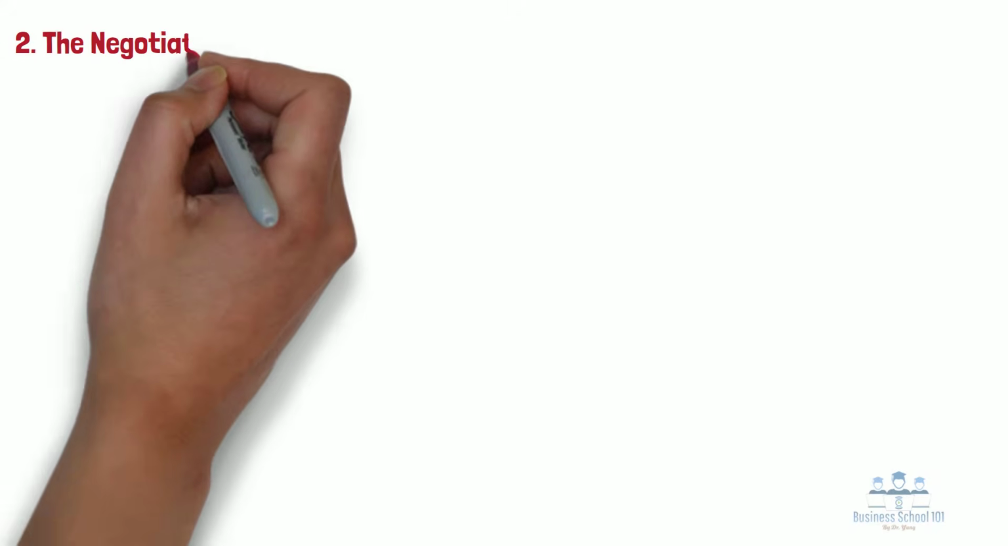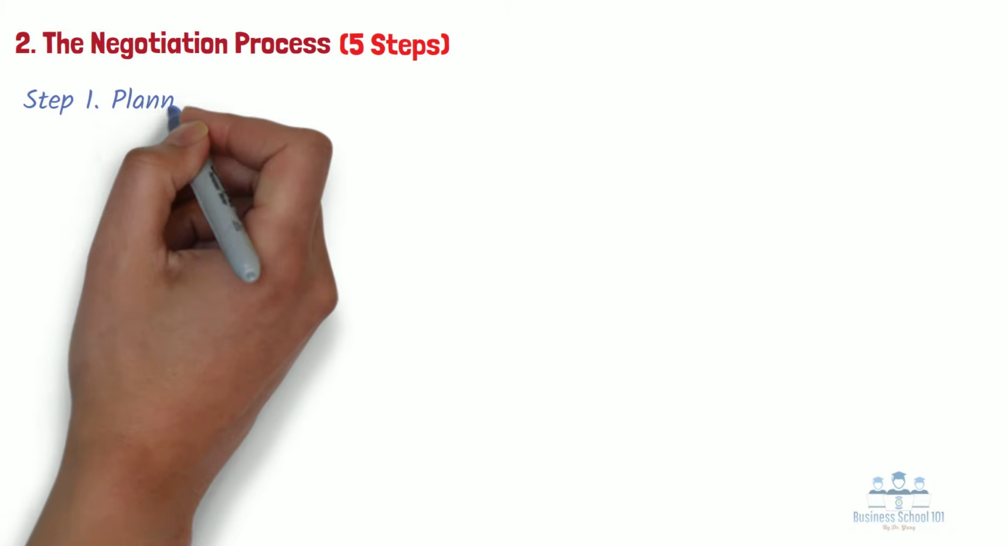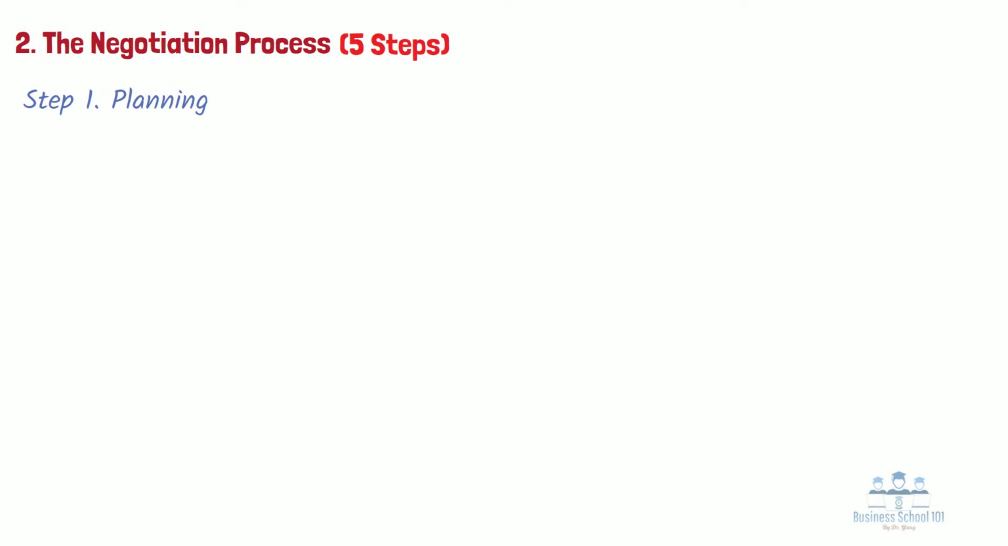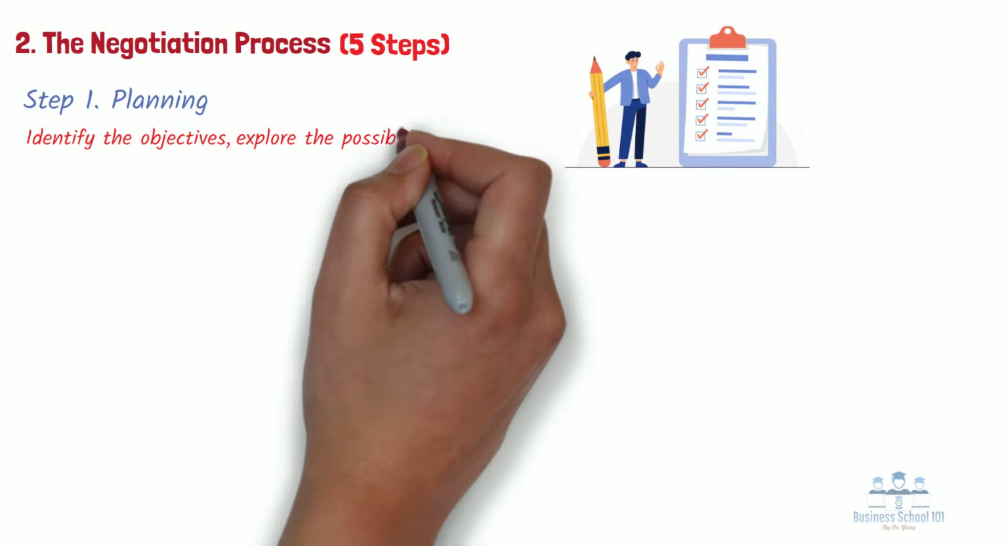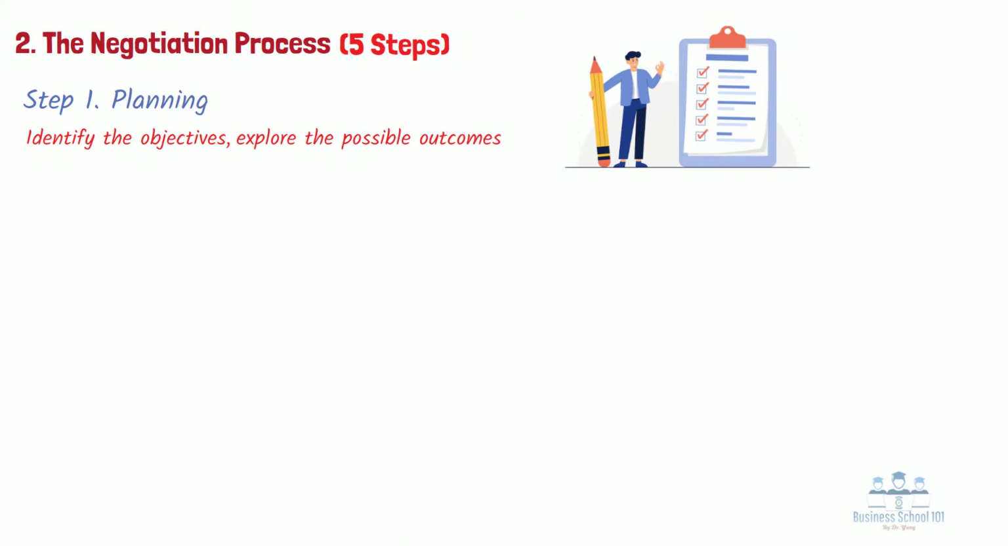Section 2. The negotiation process. Generally, a typical negotiation process includes 5 steps. Step 1. Planning. Regardless of the issues or personalities of the party involved, this process typically begins with planning. Planning starts with the negotiators identifying the objectives they would like to attain. Then they explore the possible outcomes for reaching these objectives.